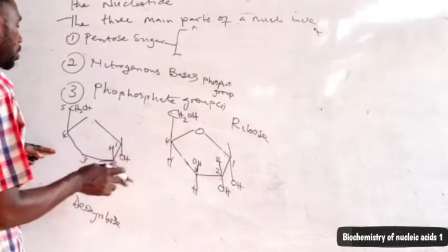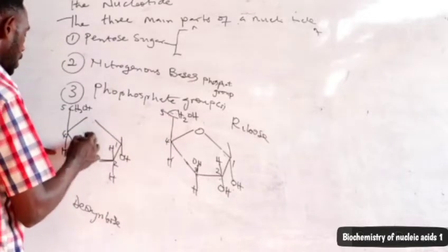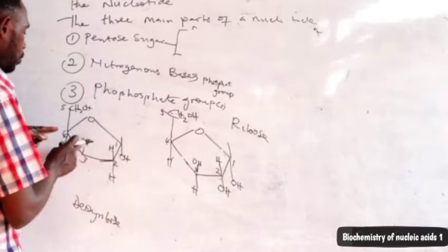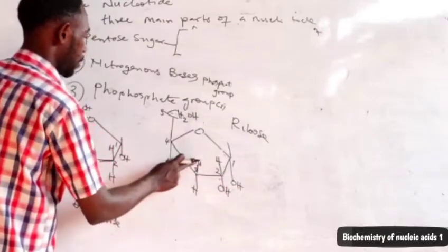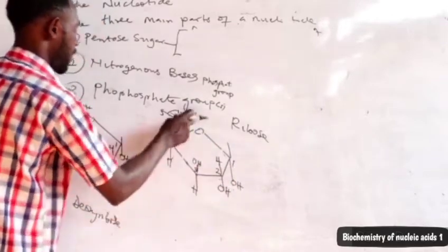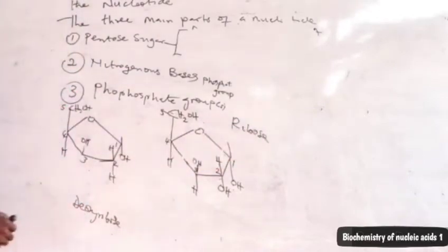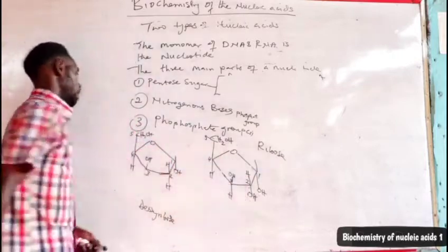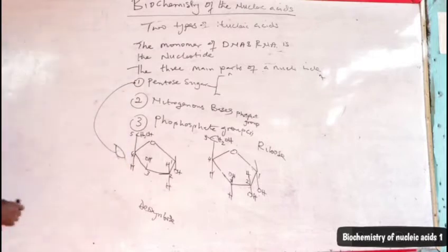They are all 5 carbon compounds. So if you come here, there is still H, there is OH, there is O here. If you count 1, 2, 3, and 4, and 5. So that's it. This one is ribose, and here is deoxyribose. 1 oxygen more, 1 oxygen less. That is it for the number 1, pentose sugar.